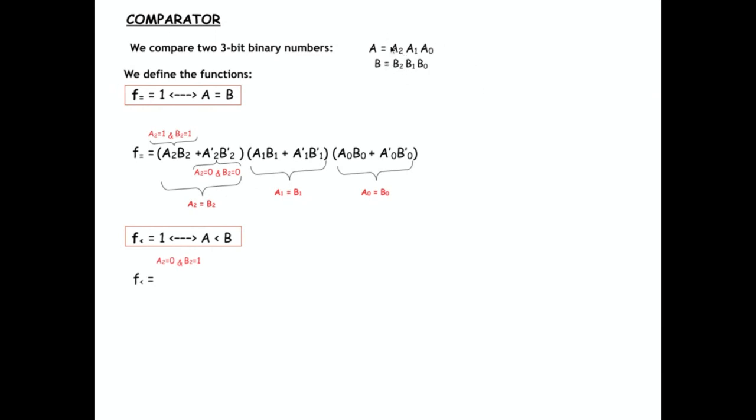If we dissect it bit by bit, the quickest way to determine if A is less than B is for A2 to be less than B2. And the only way that would be possible is for A2 to be 0 and B2 to be 1. Any questions about that?